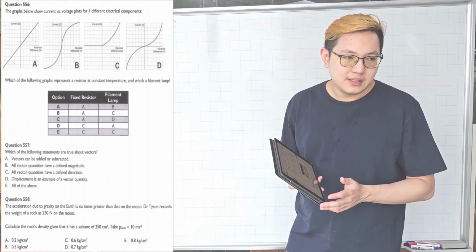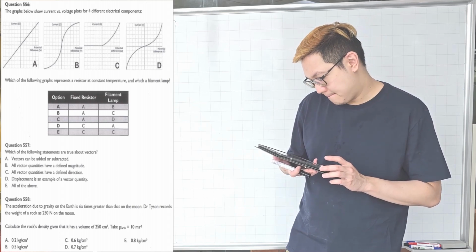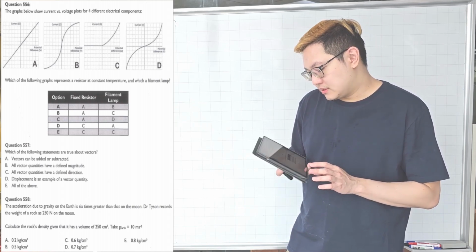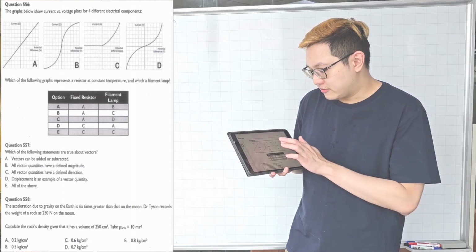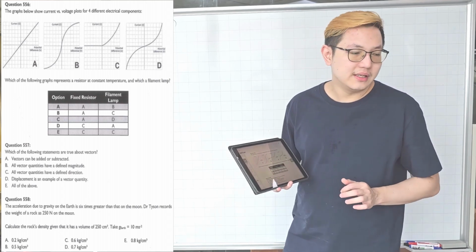So it's going to be which one? B, right? So it's going to resist the flow a lot at the first time, but then it reaches a limit, right?